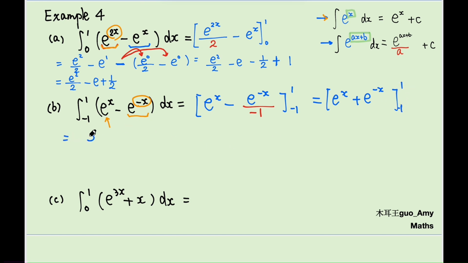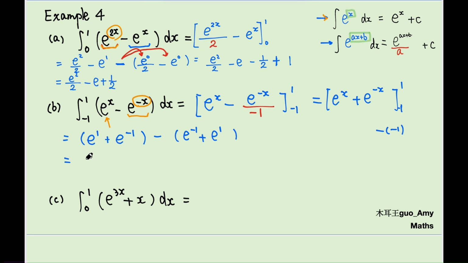After that, we substitute the value. When we substitute number 1, we will have e to the power 1 plus e to the power negative 1. Then minus the result when we substitute negative 1. We will have e to the power negative 1 plus e to the power negative negative 1, which will become positive. Therefore, we will have e to the power 1.